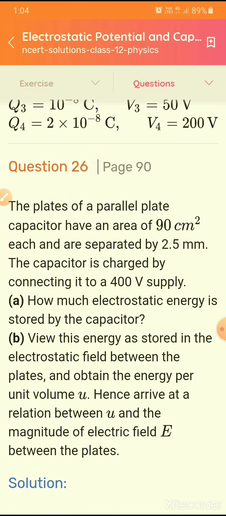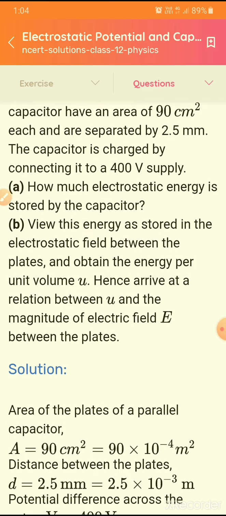The plates of a parallel plate capacitor have an area of 90 centimeters square each and are separated by 2.5 millimeter. So the capacitor plates are separated by a distance of 2.5 millimeter. The capacitor is charged by connecting it to a 400 volt supply. Question A is, how much electrostatic energy is stored by the capacitor? Question B is, view this energy as stored in the electrostatic field between the plates and obtain the energy per unit volume U. Hence, arrive at a relation between U and the magnitude of the electric field E between the plates.